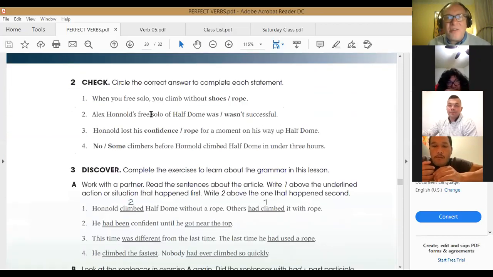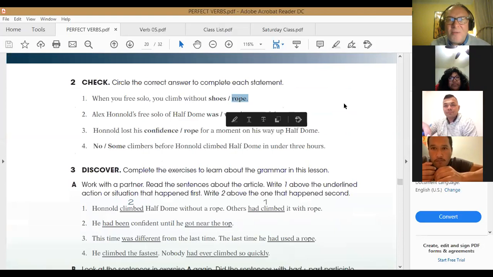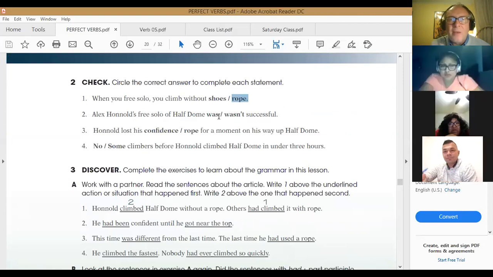First, let's check our understanding. When you free solo, you climb without what? Rope. Without rope. Exactly. You free solo without rope. Okay, let's see. Alex Honnold's free solo of Half Dome was or wasn't successful? Was successful, right? He was able to do it.